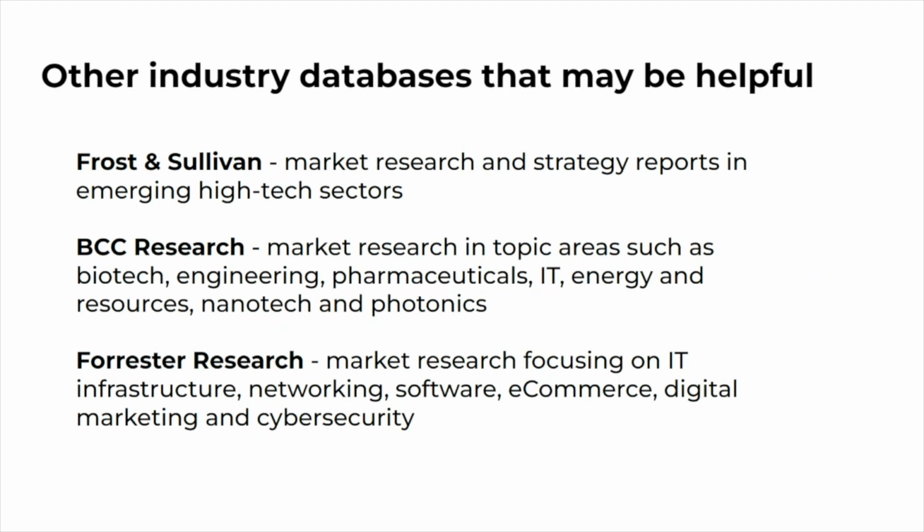IBISWorld, the one I mentioned at the beginning, really is focused on traditional stable industries that can be defined by a NAICS code. These other three databases often focus on emerging and disruptive industry sectors. So you may not find something in IBISWorld, especially if you're entering an industry that doesn't have a clear NAICS identifier, or a company that sits between NAICS codes in a puzzling way, something that's being heavily disrupted by emerging technology right now. These databases may have reports that give you the same kind of detail as an IBISWorld report, but with a focus on some of those high-tech sectors.